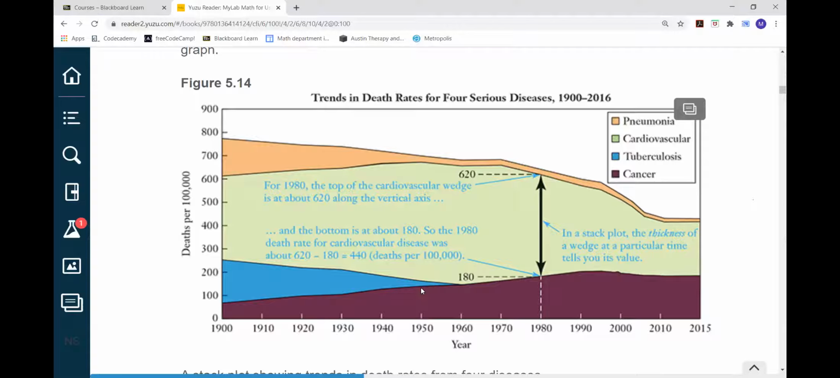But here we go. Tuberculosis to tuberculosis. Did tuberculosis go up or down? Down. It went down. And then the last one, cancer, did it go up or down? Up. It went up. All those testings they did out in the ocean, probably, huh?